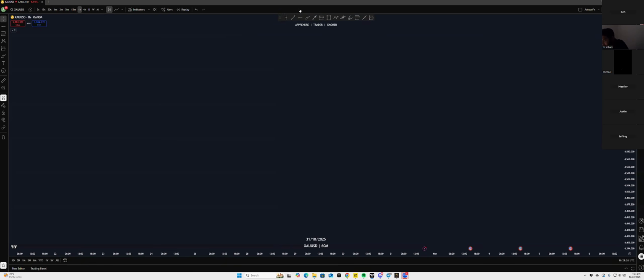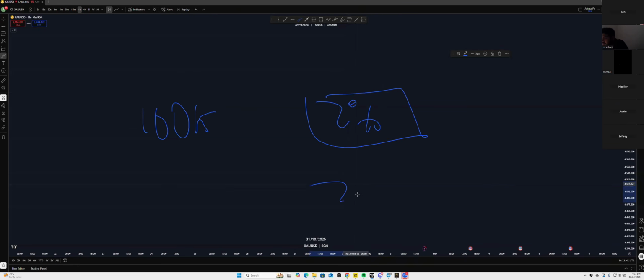But when you trade, for me, I don't look at account size. I look at it as a percentage. If I have 100K and I was risking 2%, I know I was risking $2,000. It doesn't matter the account size, I'm always gonna risk 2%.